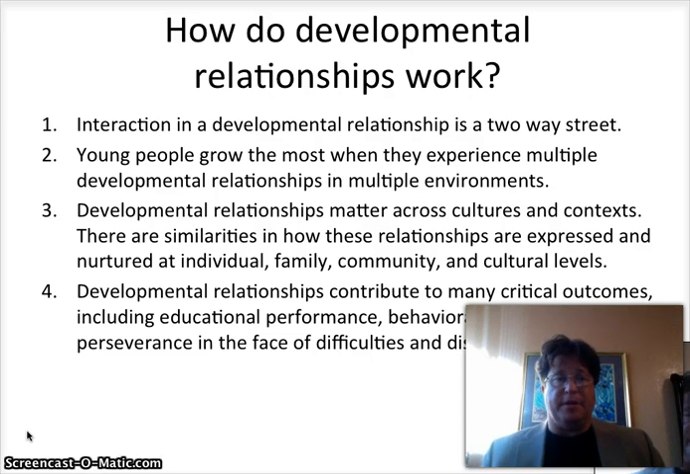The third way developmental relationships work is across cultures and contexts. There are similarities in how these relationships are expressed and how they're nurtured during individual, family, community, church, cultural levels. So the fourth and final way is developmental relationships contribute to many critical outcomes. These include educational performance, behavior choices, perseverance or grit in the face of difficulties and distractions. Teaching your kids how to persevere is very important.